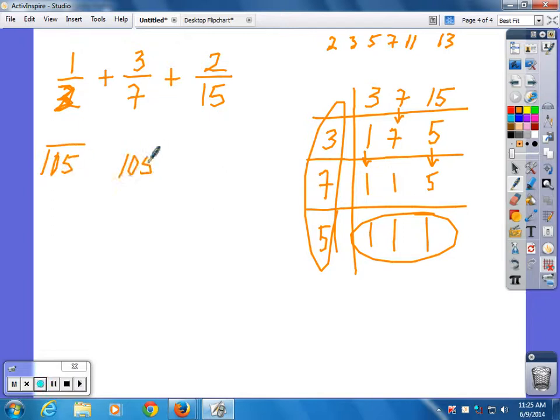Now, the good thing about it is when you do this, look what it does. 3 will go into 105 how many times? 35 times. 35 times 1 is 35. 7 will go into 105 how many times? 15 times 3 is 45. 15 will go into 105 7 times, times 2. So when you get the 3, the 7, the 5, you multiply all those together, and that's how you're getting the 105.